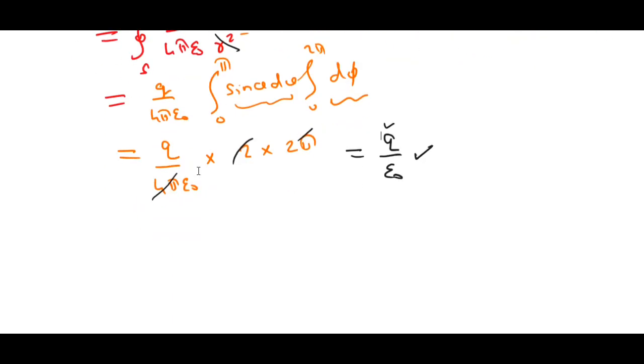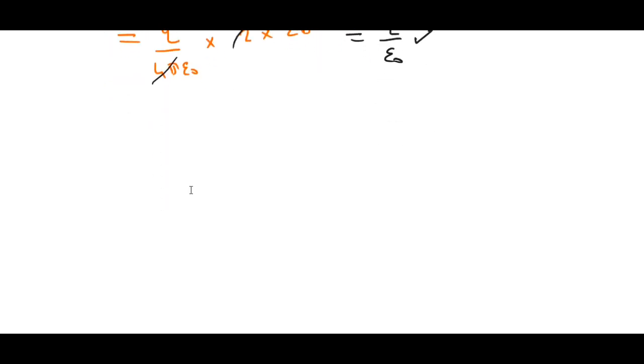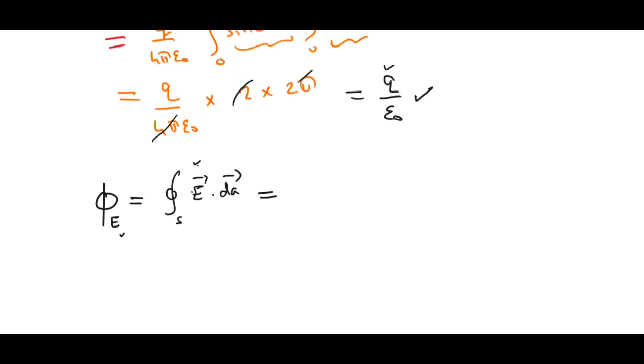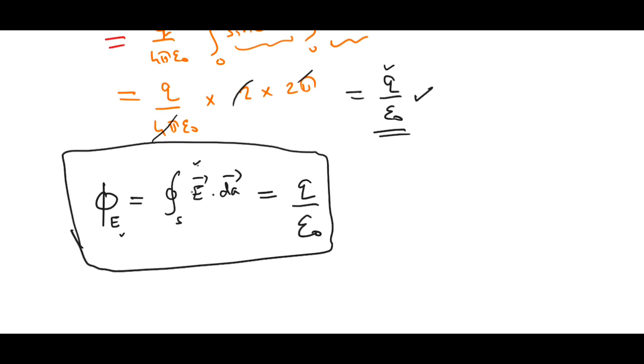That is, if I write this equation, phi is equal to the surface integral E dot dA. This is nothing but electric flux. Therefore, I will write phi E. Next unit, we will discuss the magnetic flux. In that case, we will write phi B. Since this is the flux of E, that's why I have mentioned E. This is equal to q by epsilon 0. This is nothing but Gauss's law.